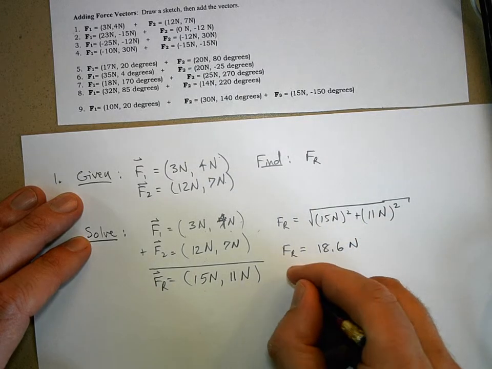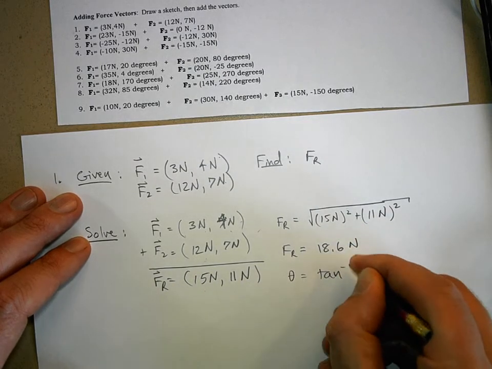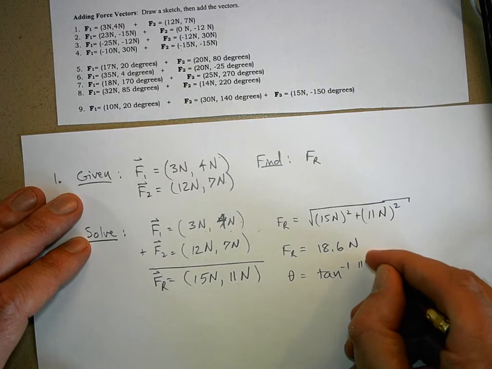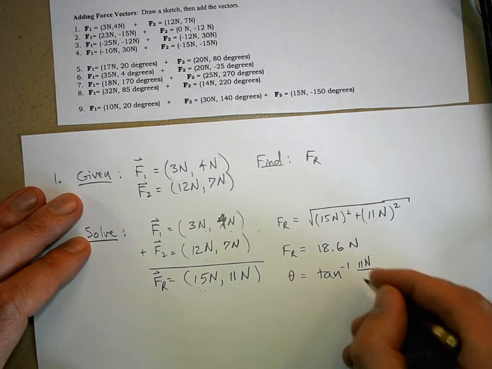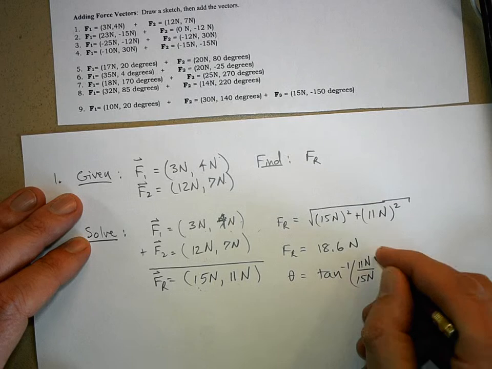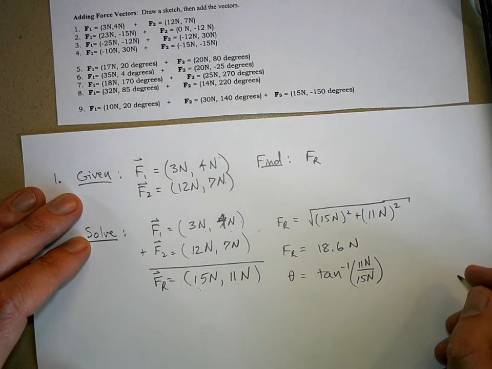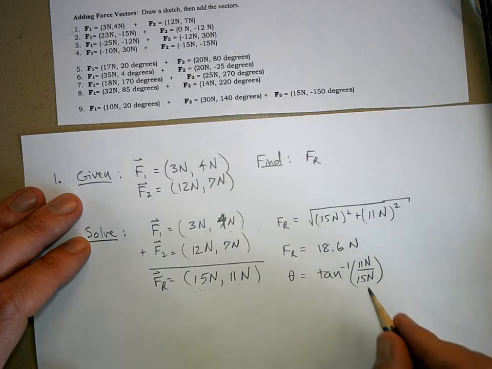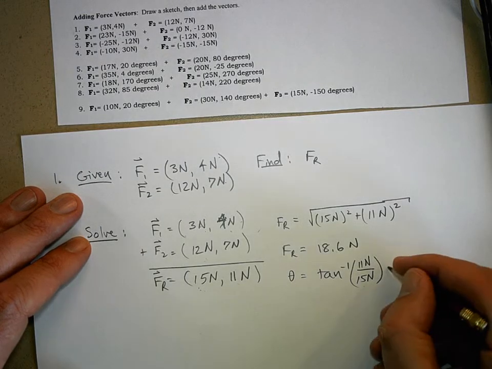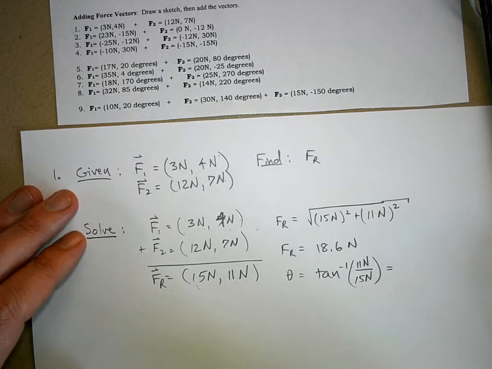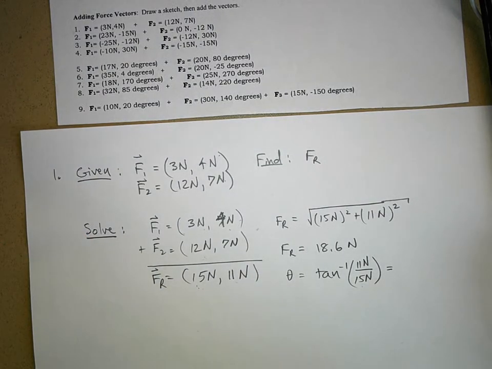And then let's do theta is the inverse tangent of the y component divided by the x component. Do I need to add 180 to this? No, I don't need to add 180 degrees because my x component is positive. And so what do I get? Well, 11 divided by 15 should be, I don't know, about 35 degrees, 40 degrees, something like that.